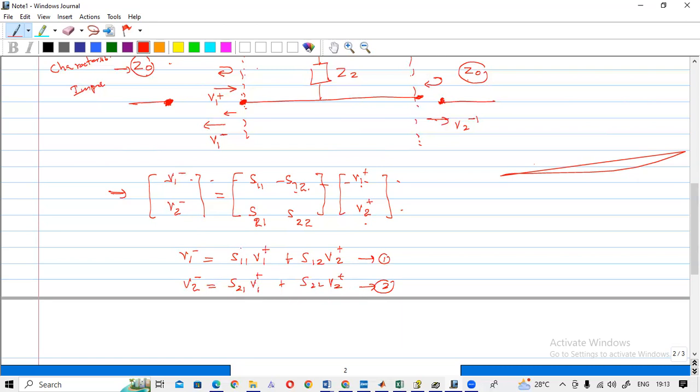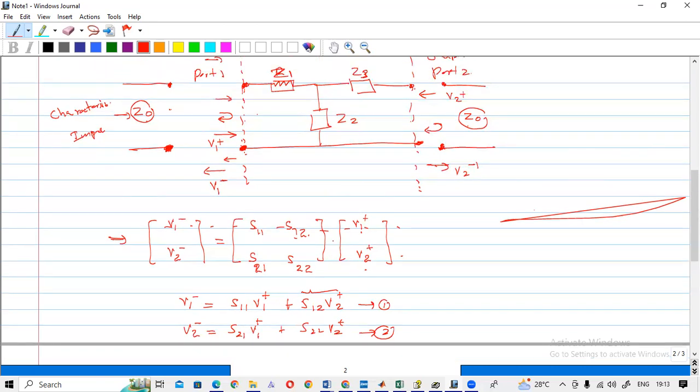Now you want to find this S11. Okay, now you can't say that this S12 is 0. So anyway, you have to get rid of these terms to measure the S11. Then what happened? So you have to make what? 0. So you need to take V2 plus equal to 0.